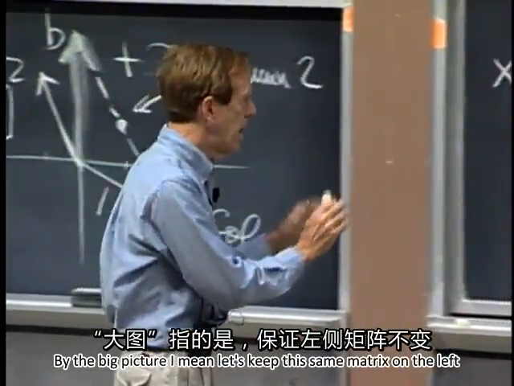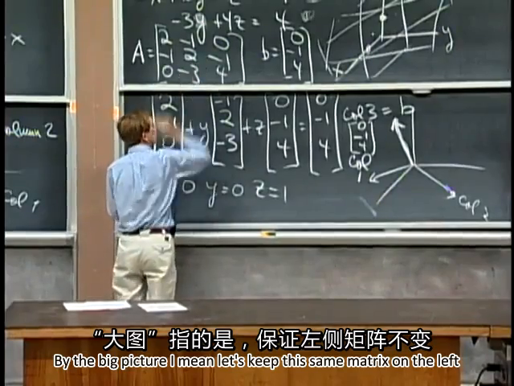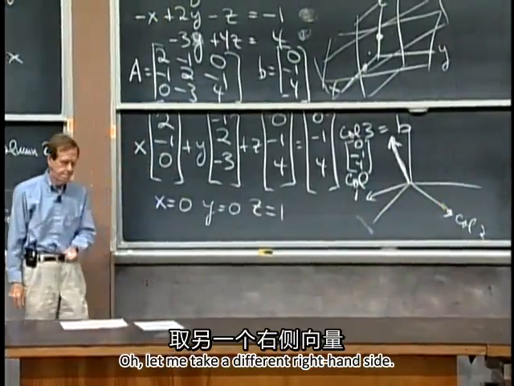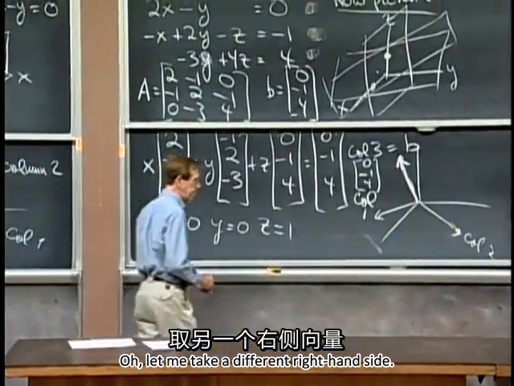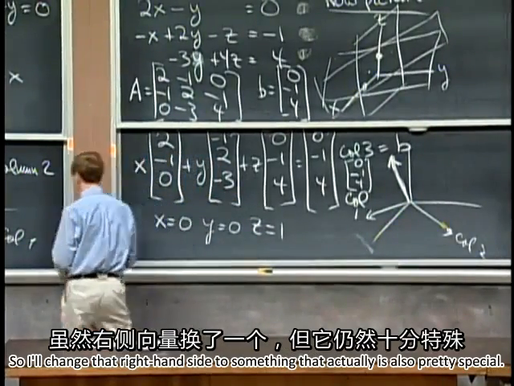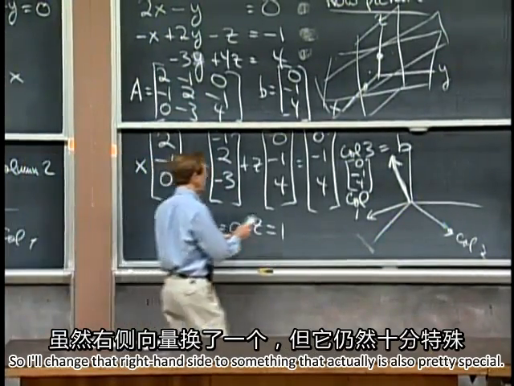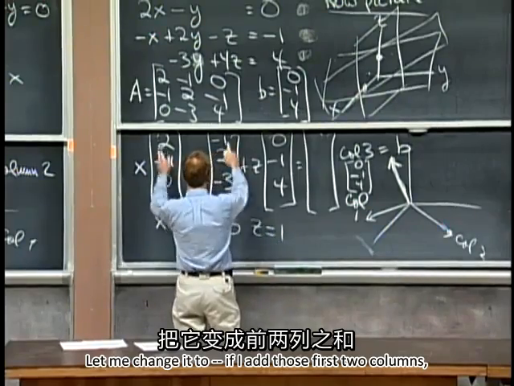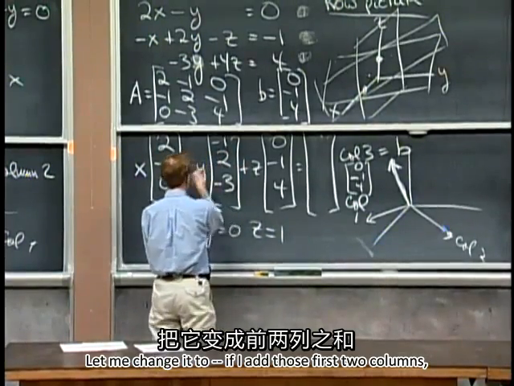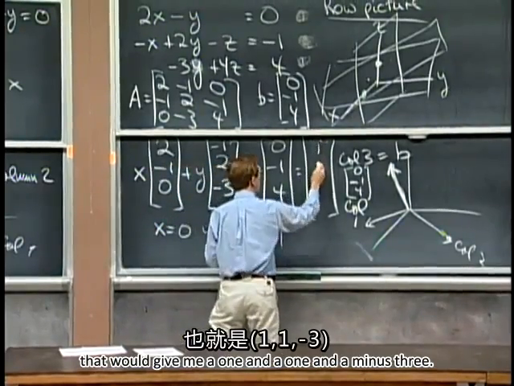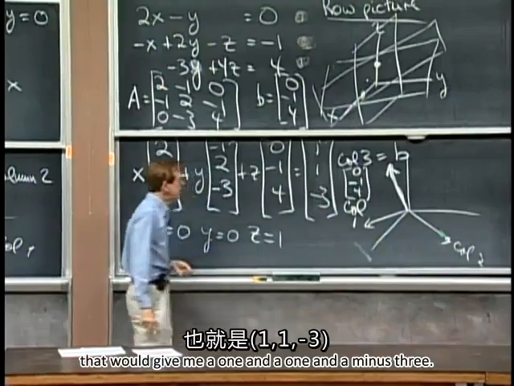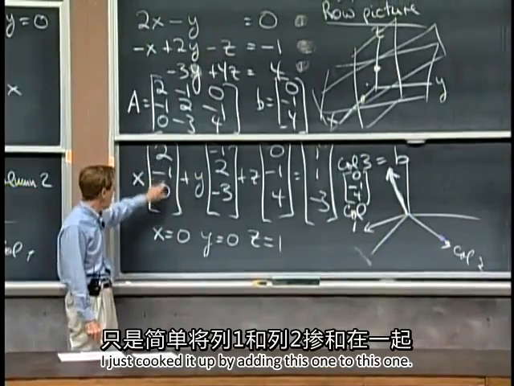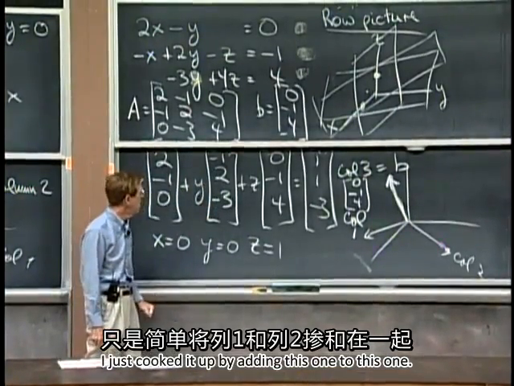By the big picture, I mean, let's keep this same matrix on the left, but imagine that we have a different right-hand side. I'll change that right-hand side to something that is also pretty special. Suppose I add those first two columns, that would give me a 1 and a 1 and a minus 3. There's a very special right-hand side. I just cooked it up by adding this one to this one.